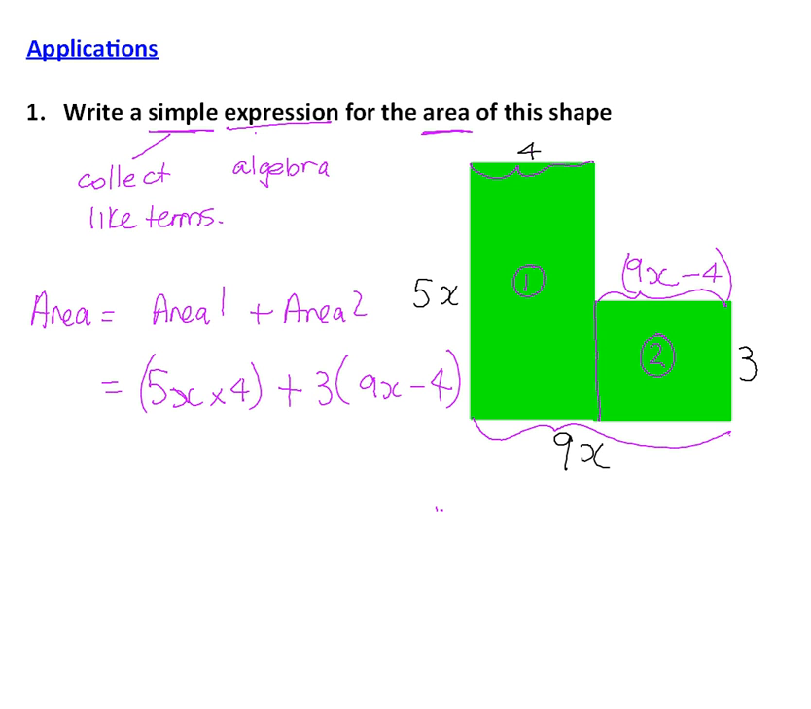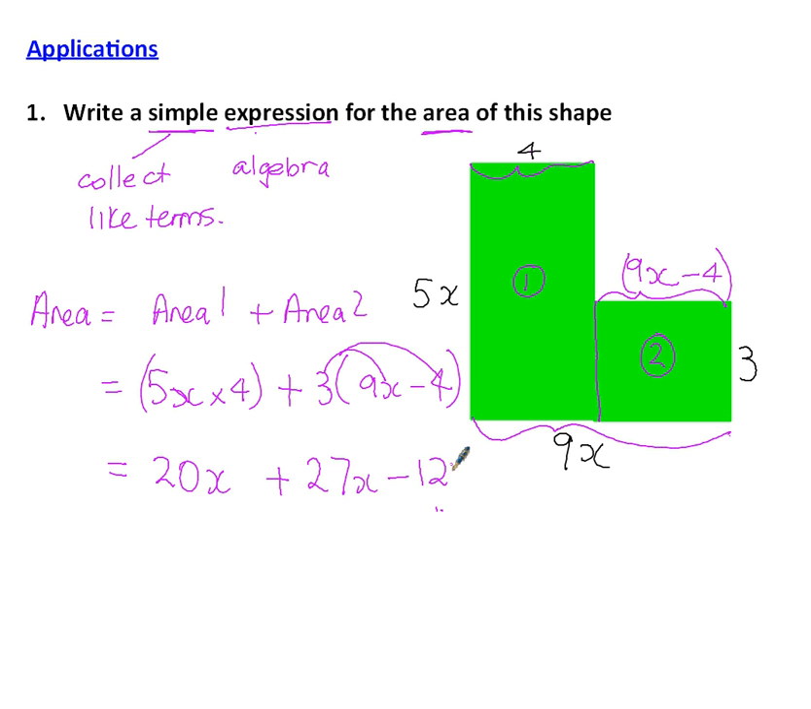All right, so now that we've got our expression, let's simplify it. We've got 5x times 4. That's not a distributive property, that's just a standard product. 5 times 4, we have 20x there. Now we've got our distributive property. Positive 3 times 9x, so we've got positive 27x. Positive 3 times negative 4, we've got negative 12. So there is an expression.